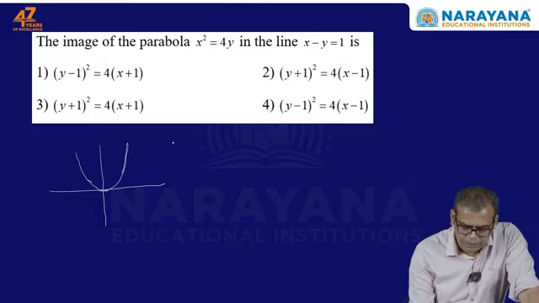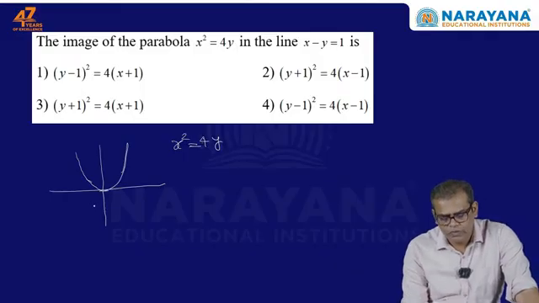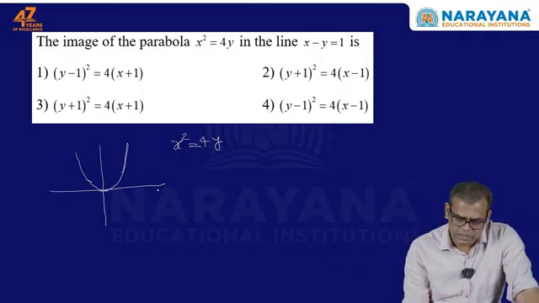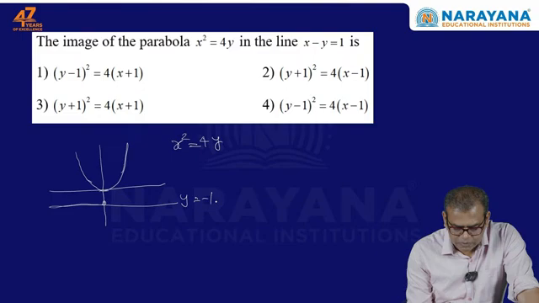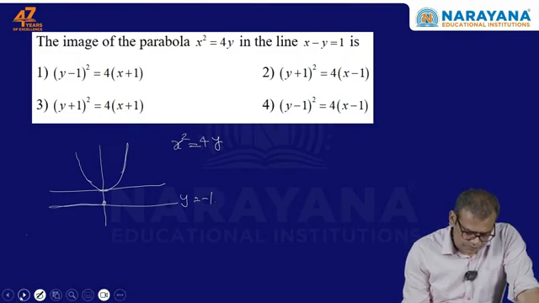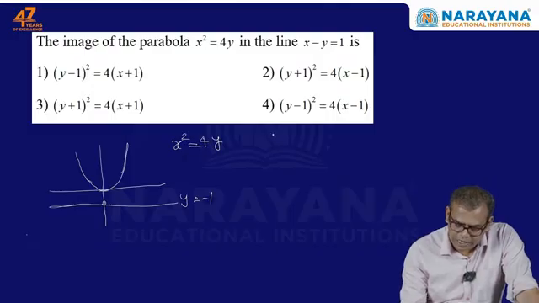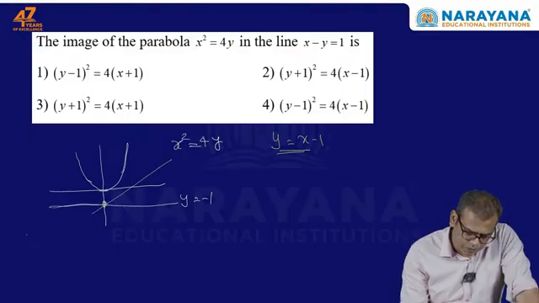So this is the parabola. X square is equal to 4y, the vertex is 0 comma 0, and the axis of the parabola is the y axis, and the directrix is y is equal to -1, and we are taking the mirror image of the parabola with respect to which line? The line is y is equal to x minus 1. Slope is positive, intercept is negative, so it will pass through this point, right? So this is the mirror, you consider the mirror, right?